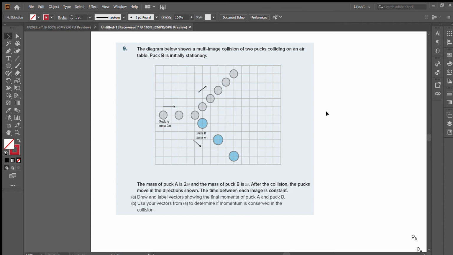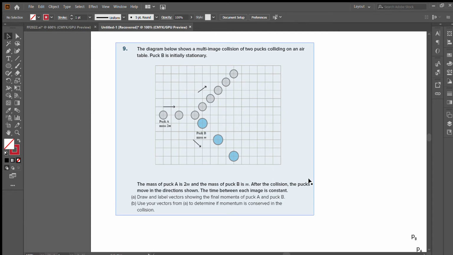This is question 9 from the SACE Stage 2 Physics course companion from the section 1.2 Forces and Momentum. Here we have a multi-image diagram. We have puck A and puck B colliding. Puck B is initially stationary. The mass of puck A is double that of puck B.